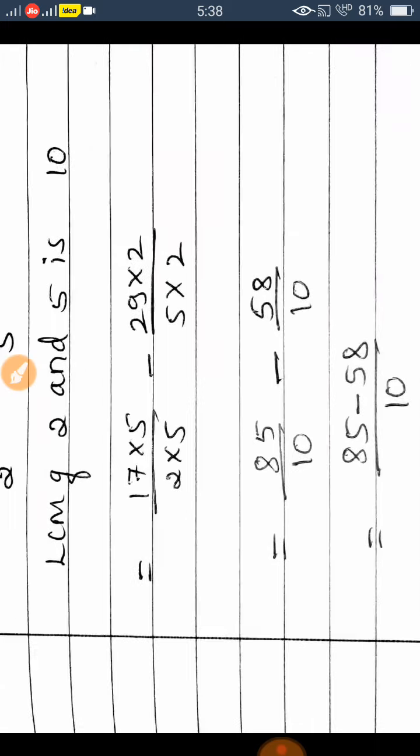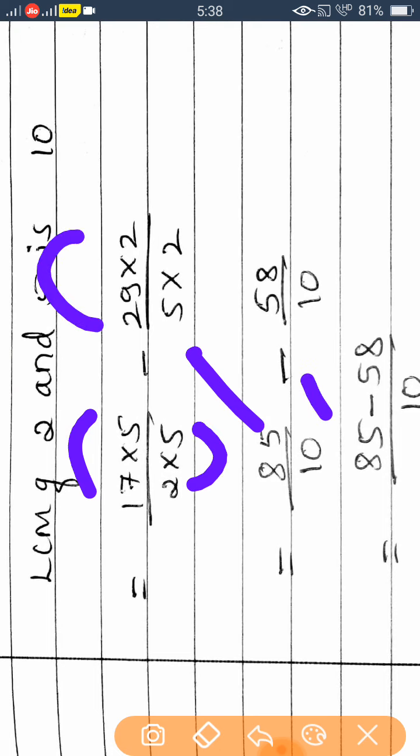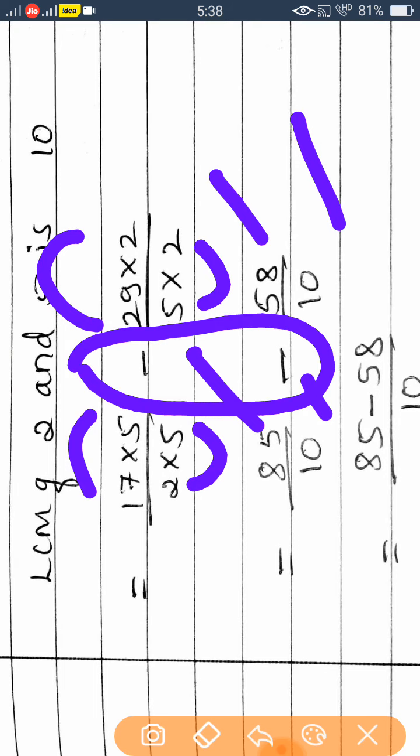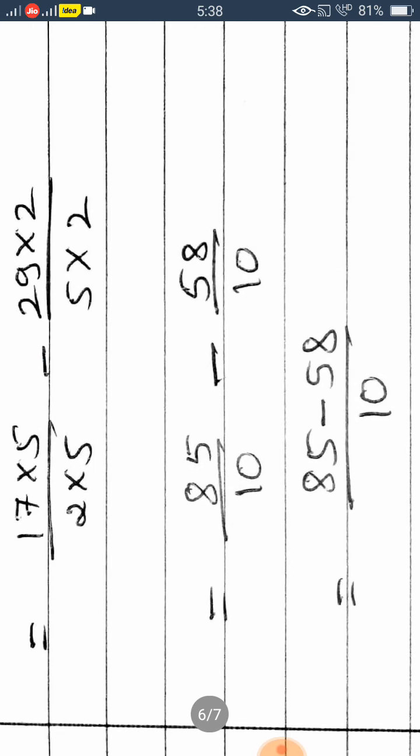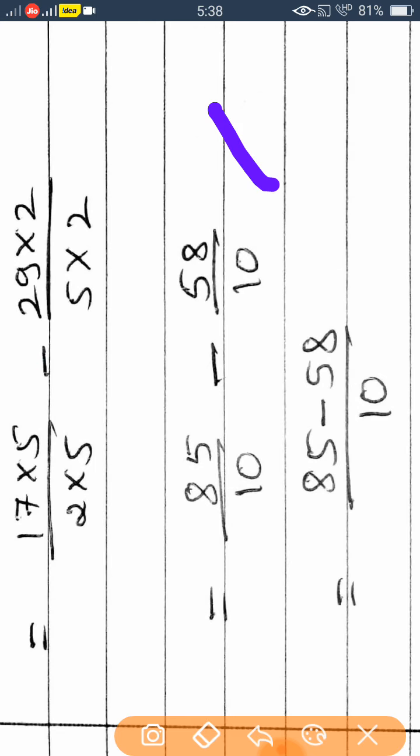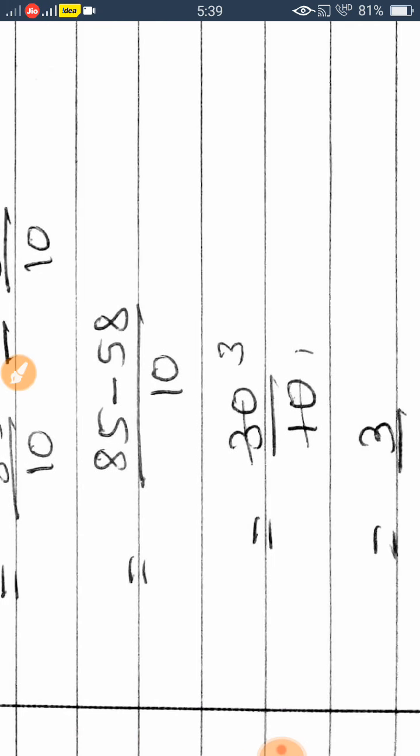Then it becomes 17 fives are 85, 2 fives are 10, 29 twos are 58, 5 twos are 2. See, don't forget this sign, write it always. Then the denominators become the same in this step, so directly subtract the numerators. 85 minus 58, you'll get 30 by 10. So 30 by 10, we can cancel.